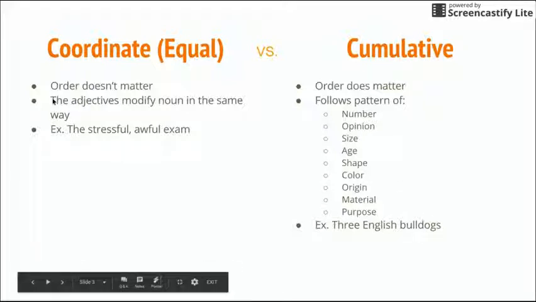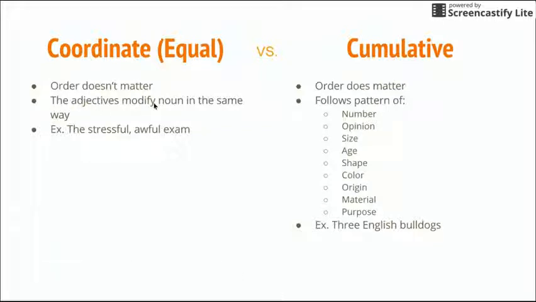of the noun. But in equal adjectives, the adjectives both modify the noun in the same way. So they both fall under one of these categories. So for example, the stressful, awful exam can also be read as the awful, stressful exam because they both fall under an opinion. And so a comma is placed in between them because these two separate adjectives both modify this one noun separately.